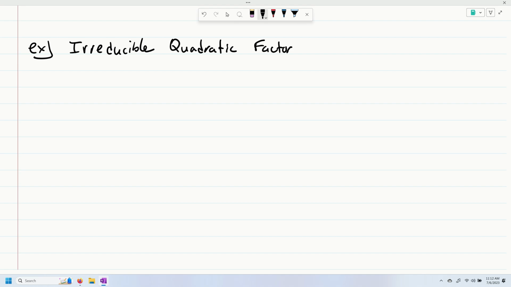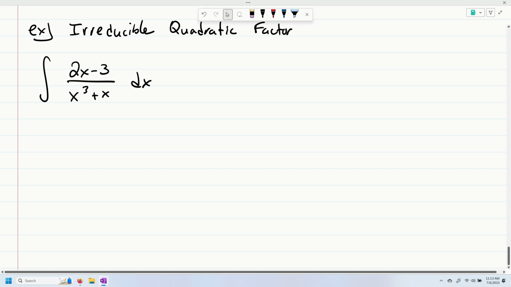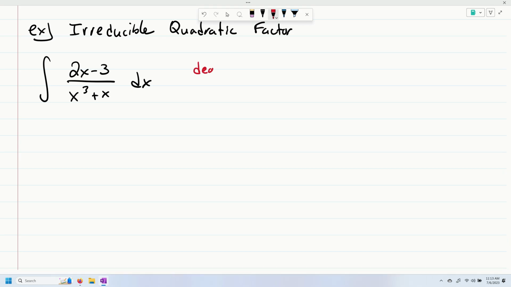Let's do this. So we want to integrate 2x minus 3 all over x to the third plus x dx. And let's just go ahead. Let's look at this. Remember, the degree of our numerator is definitely less than the degree of our denominator. So it's 1, which is less than 3. So we're definitely going to use partial fraction decomposition.